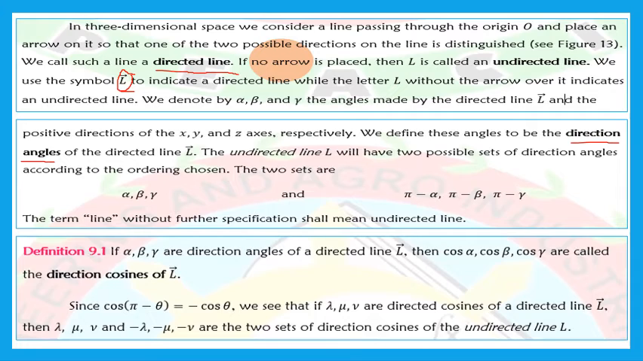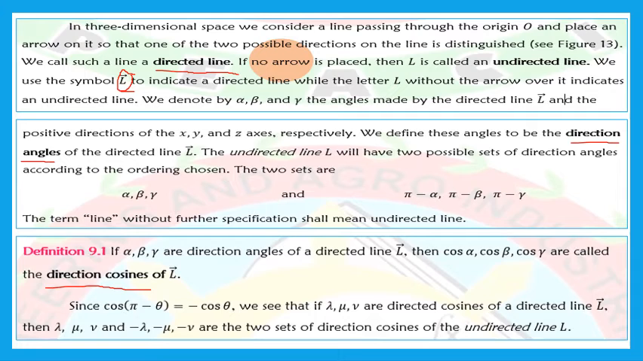So in this definition class, if alpha, beta, gamma are direction angles of the directed line, then cosine alpha, cosine beta, cosine gamma are called direction cosines. Okay, meron tayong directed line, meron siyang direction angles na alpha, beta, gamma, then meron din tayong tinatawag na direction cosines na cosine alpha, cosine beta, and cosine gamma. Since cosine of pi minus theta equals the negative cosine theta.